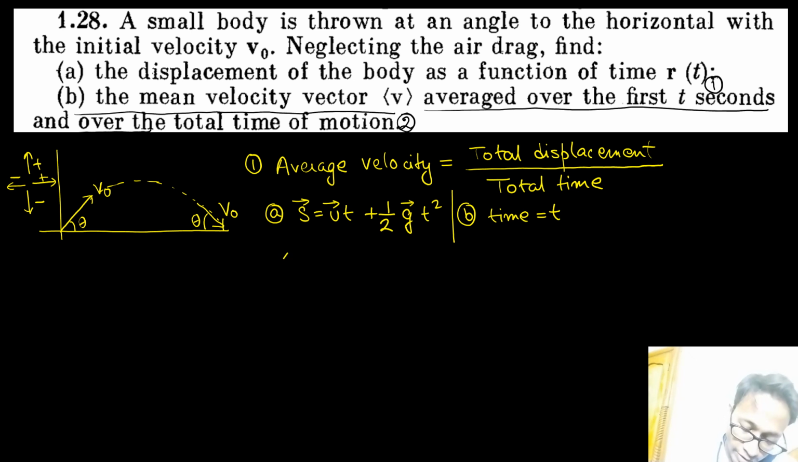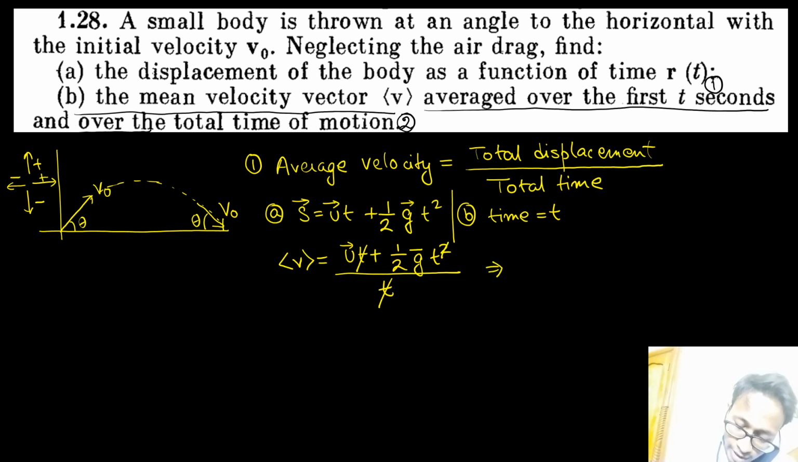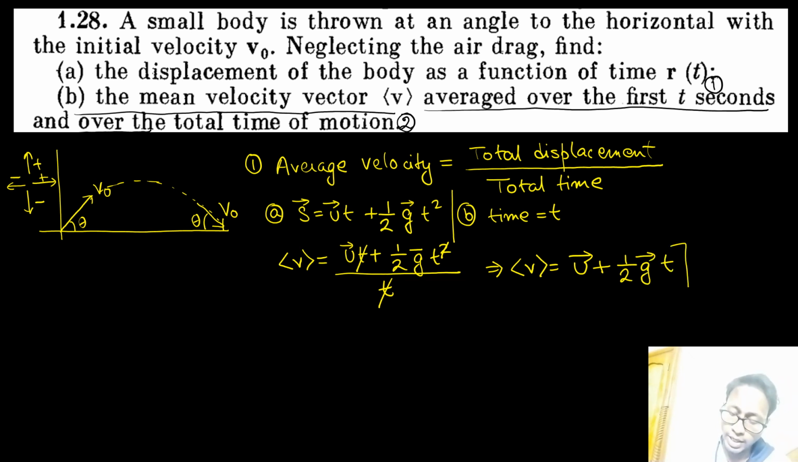So the average velocity averaged over the first t seconds is equal to ut plus half g t square divided by t. Time is a scalar quantity, so you can take time common here. Average velocity is equal to u vector plus half g vector into t. This is the formula for average velocity averaged over the first t seconds.